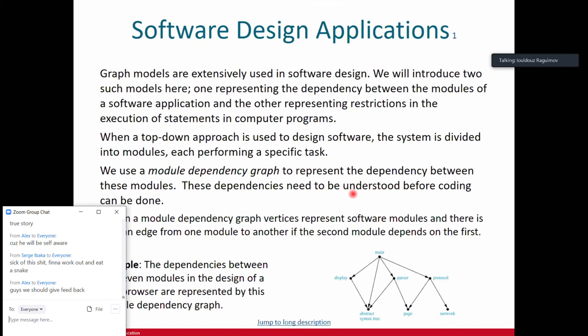So we have here a software system which consists of seven modules, in a design related to a web browser, and we see that the module is depending on display, is depending on the parser, is depending on the protocol. Okay, the protocol is depending on page and network and so on.